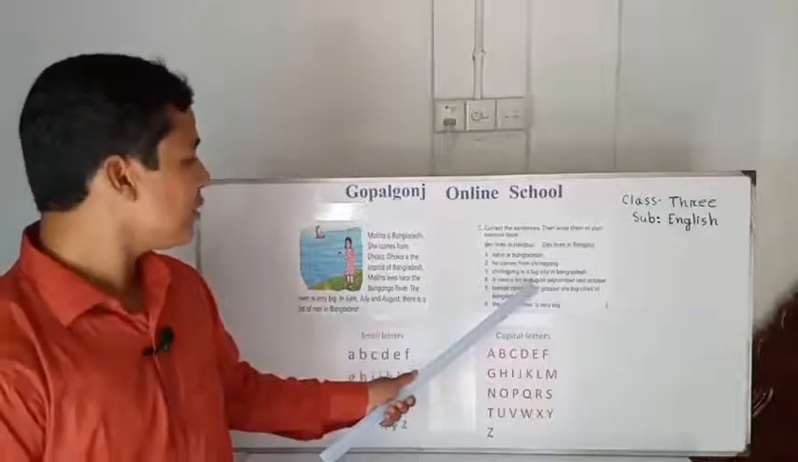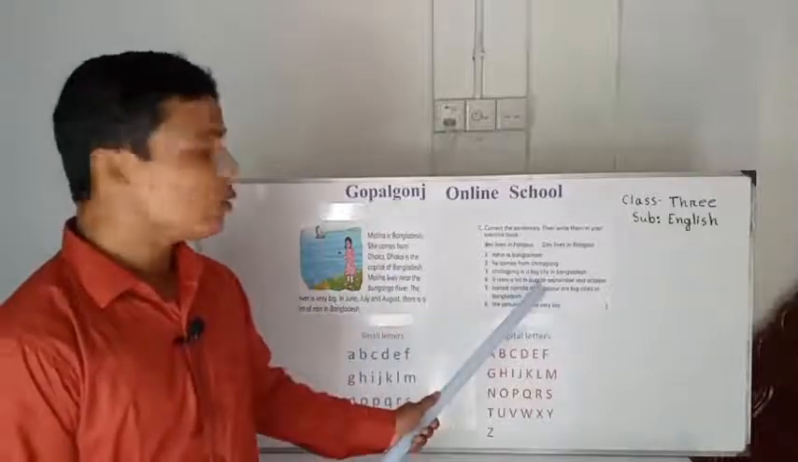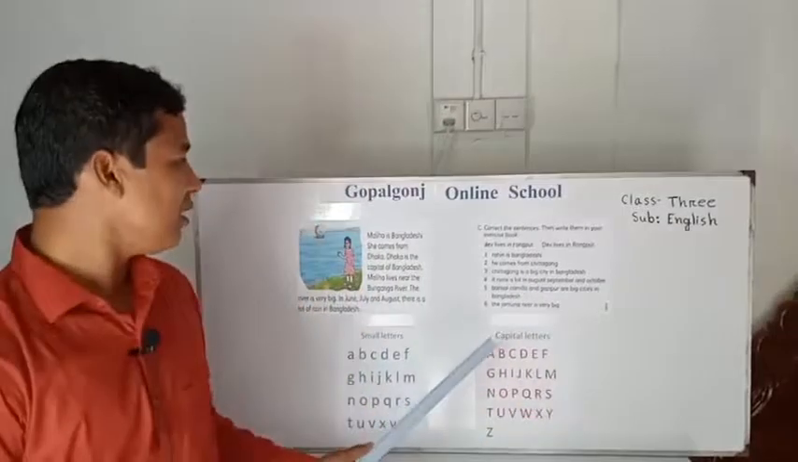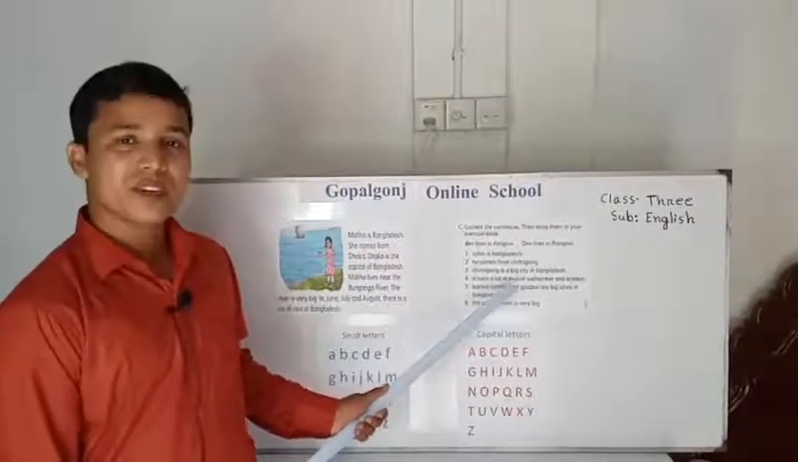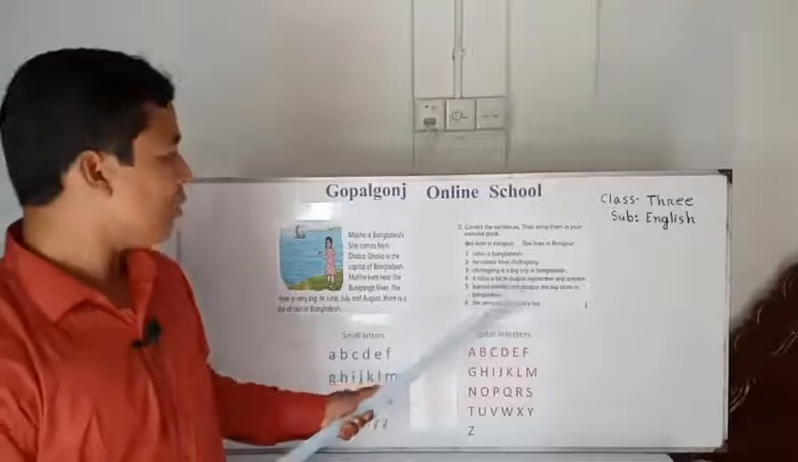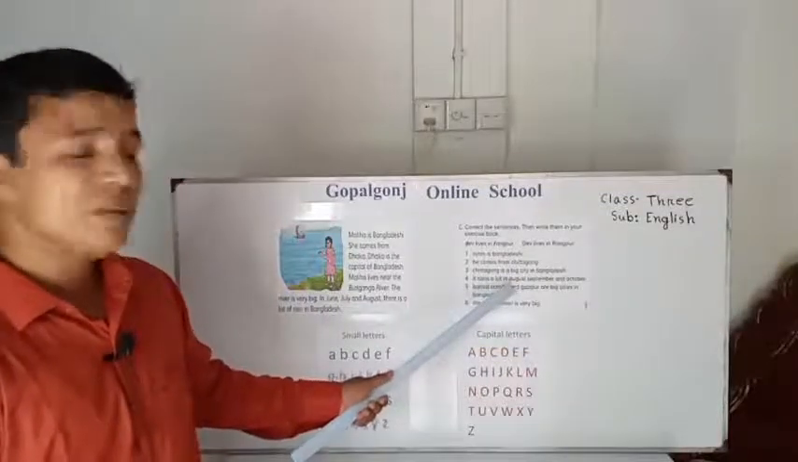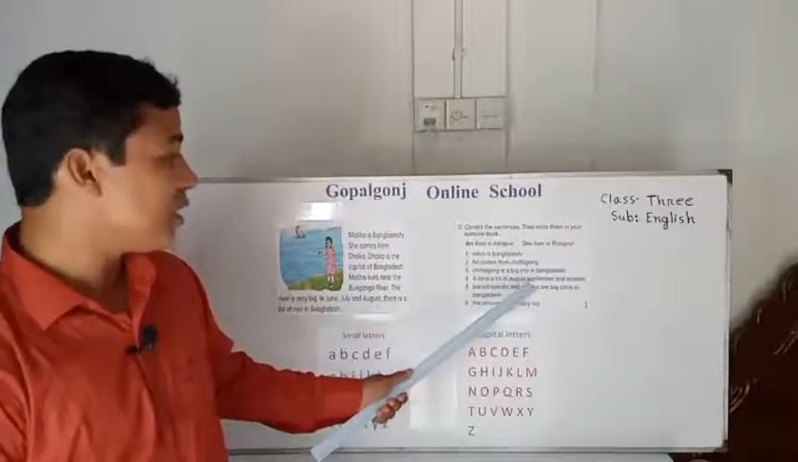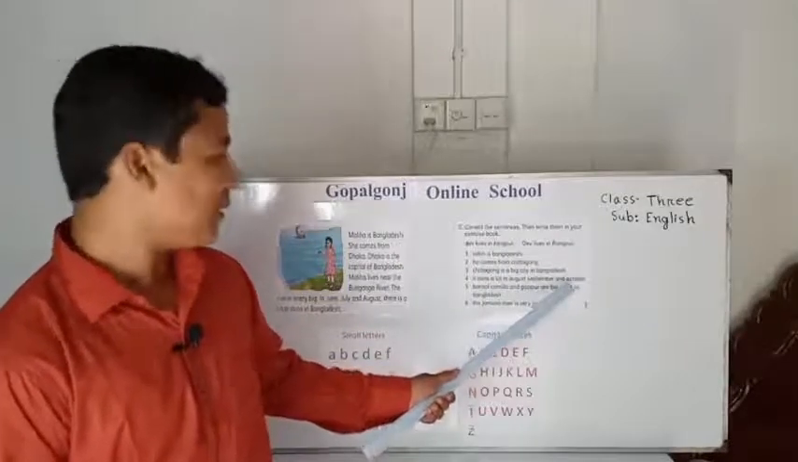Dear students, you came to know from this text that all the names of the months will be started with capital letters. That's why we will use A in capital letter. So the first letter of August, A, will be in capital letter. Like this, September's S will be in capital letter and October's O will be in capital letter.